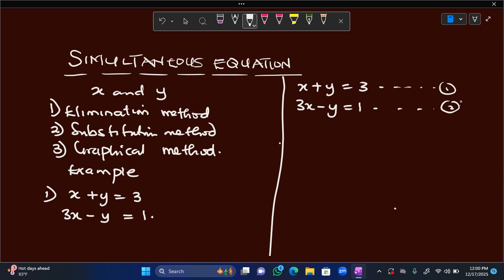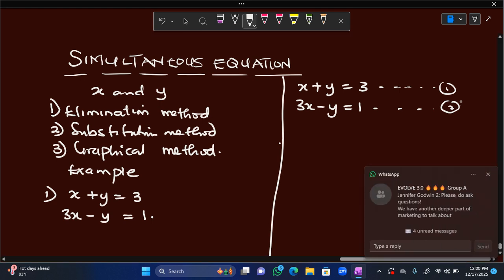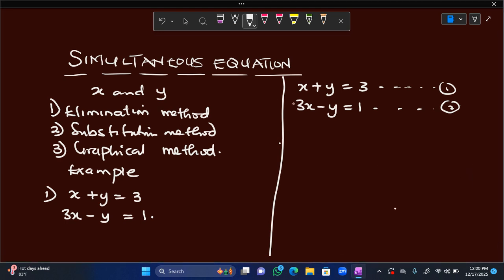and this is equation 2. Now, for the purpose of this class, I'm going to use the substitution method to solve this question. First things first, I'm going to take equation 1 and make one of these variables stand on its own, that is, make it the subject of the formula. So if I have x plus y is equal to 3, I'll bring the y this way, and therefore I have x is equal to 3 minus y, because when this sign is crossing, it changes to a negative sign.